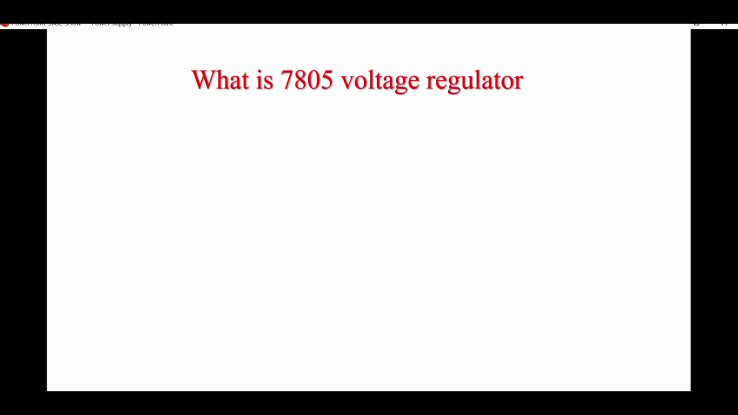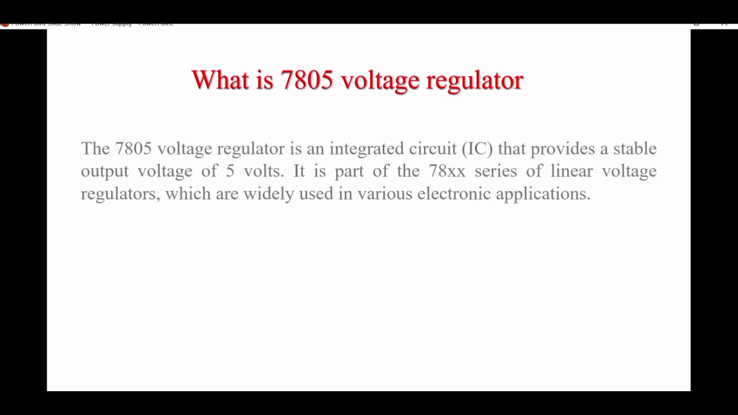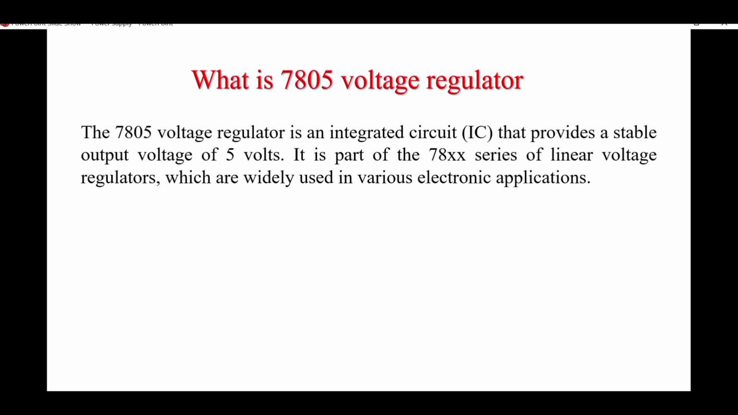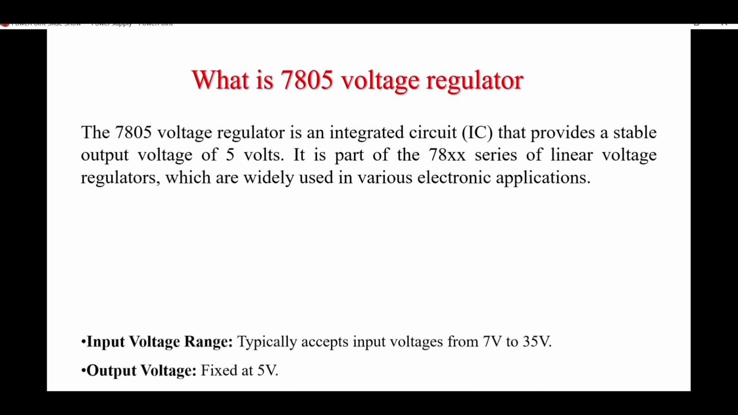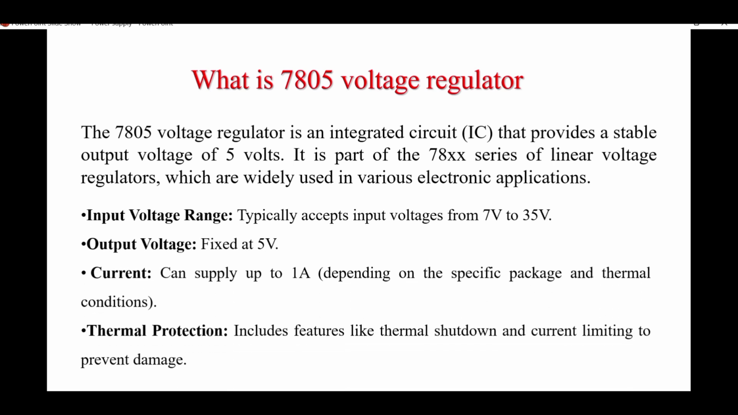Now we'll explain the 7805 voltage regulator. This 7805 voltage regulator gives 5 volts only in the output, whereas the 7812 voltage regulator gives an output voltage of 12 volts. It also belongs to the 78 series of linear voltage regulators, same as the 7812. In the input we give 7 volts to 35 volts, but in the output we receive 5 volts only.